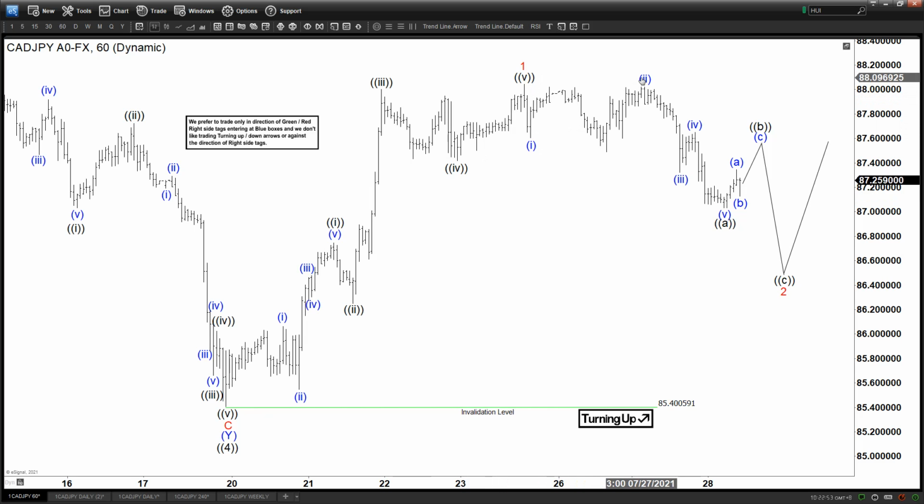We got this 1 2 3 4 5 ending A, now doing 3 waves up B, and then possibly one more push lower to finish this ABC to end the wave 2 before the rally continues higher again. So at this point, as long as we stay above 85.4, we can see more upside, and this is what we are calling.